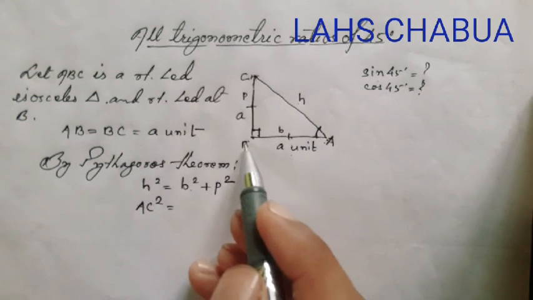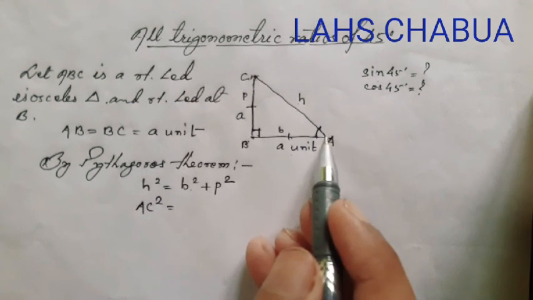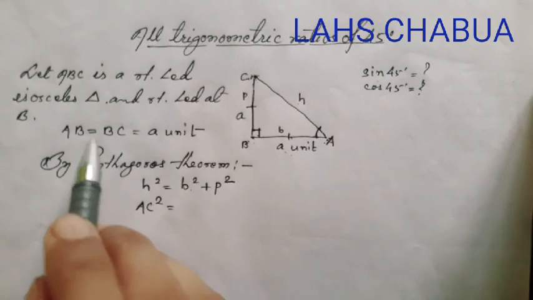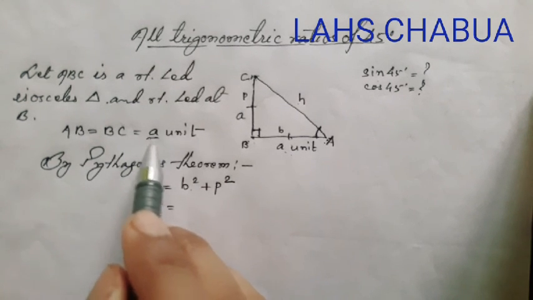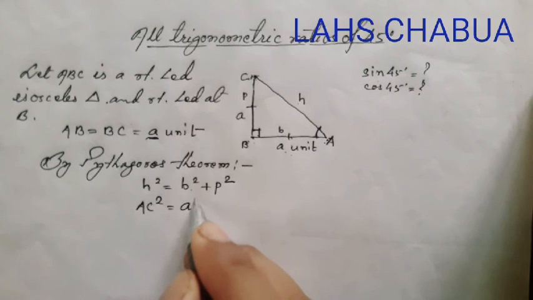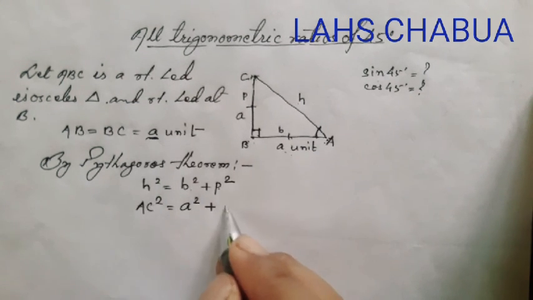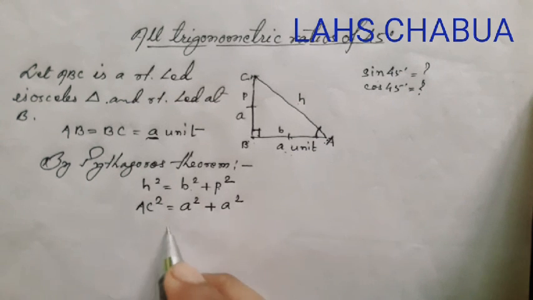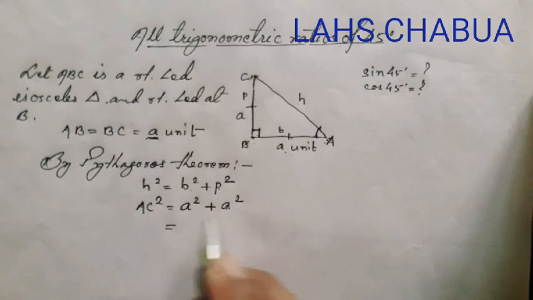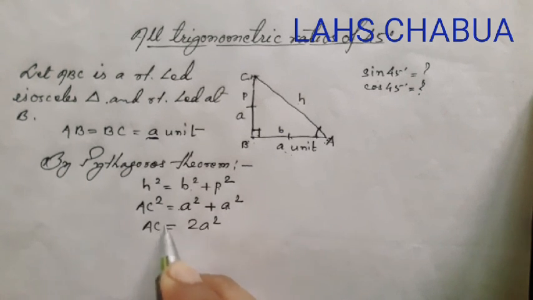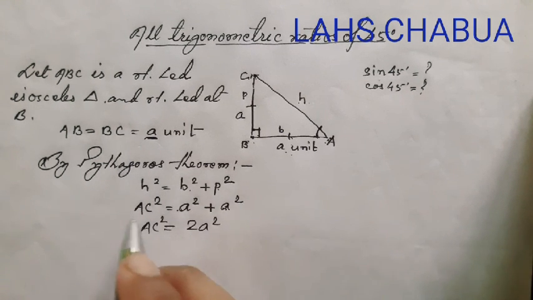Base, AB is the base, and the length of AB we have assumed is a unit. So we are going to write here a square, and perpendicular same as a square. Now see, we can add these two, 1a square plus 1a square, 2a square. So the AC square value we got is 2a square.